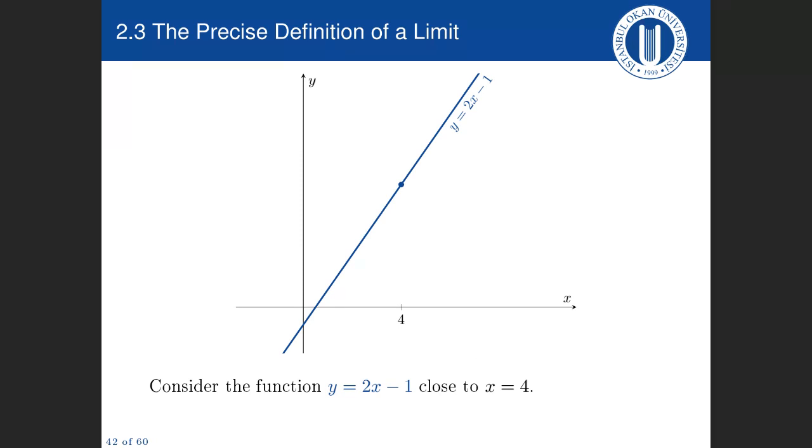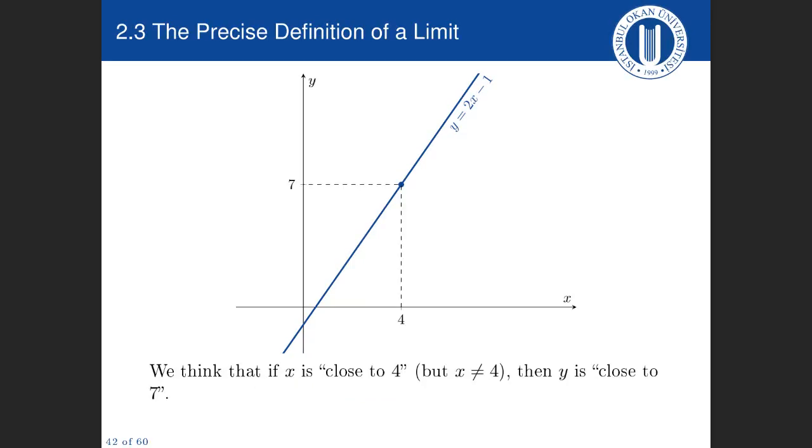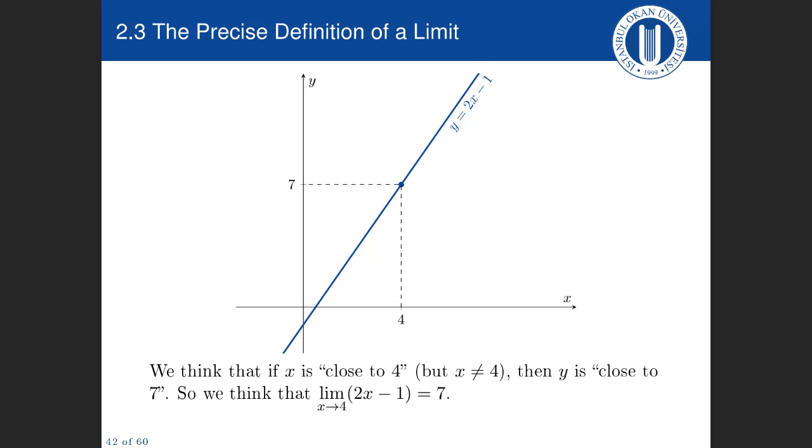Consider the function y is equal to 2x minus 1, close to x is equal to 4. We think that if x is close to 4, but remember when we're doing limits, we're always x not equal to 4, but just close to 4, then we think that y is close to 7. So we think that the limit as x tends to 4 of 2x minus 1 is equal to 7.